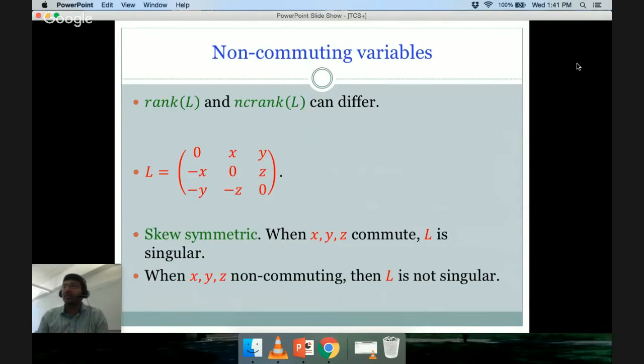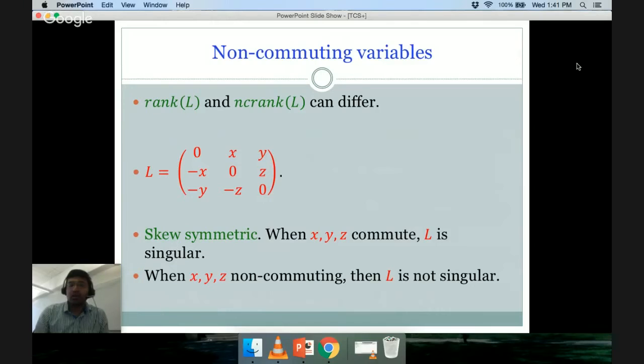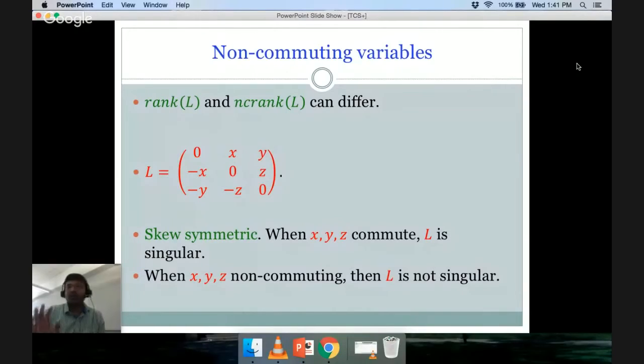Sorry, Ankit, just to make sure, you're using singular here, but that's equivalent to not being full rank, right? By singular, I mean not full rank. Yes, singular means the rank is strictly less than n. Thank you. So this was just to say that these notions, commutative and non-commutative rank, can actually differ.